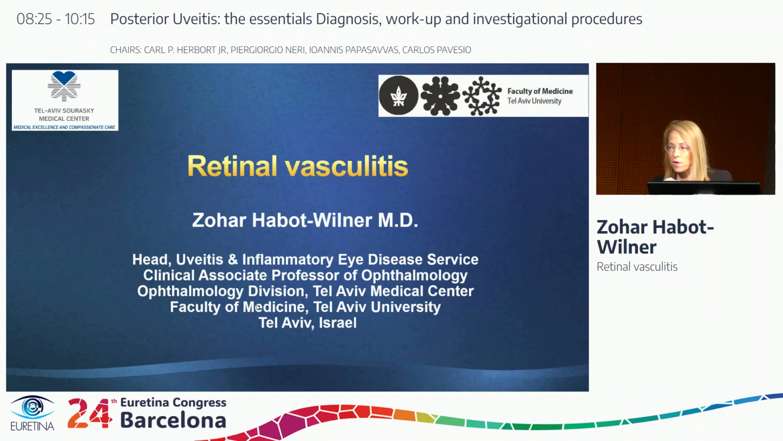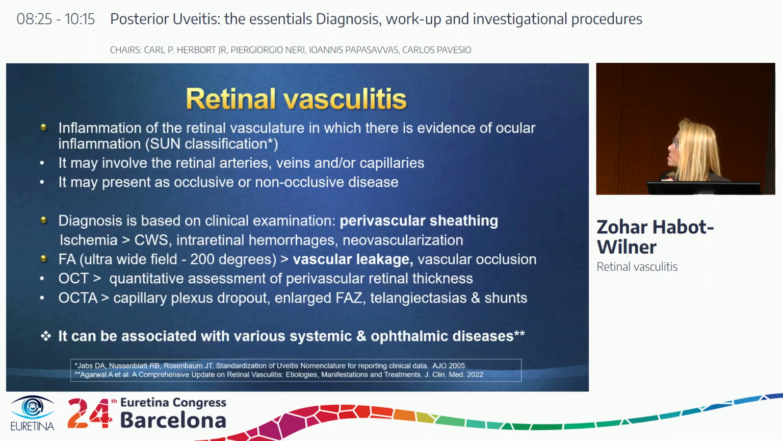So thank you very much, first of all, Pierre, Giorgio, and Carl, for this lovely session. And my talk is on retinal vasculitis. Retinal vasculitis is actually an inflammation of the retinal vasculature in which we should always see evidence of ocular inflammation. And this is per the SUN classification. It may involve the retinal arteries, veins, and/or capillaries, and may present as an occlusive or non-occlusive disease.